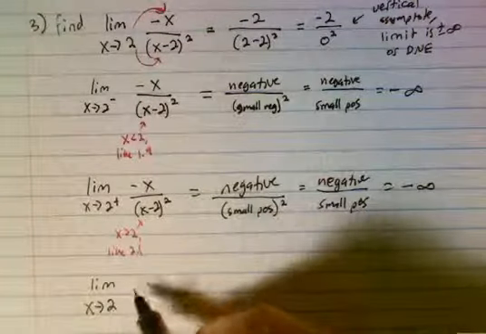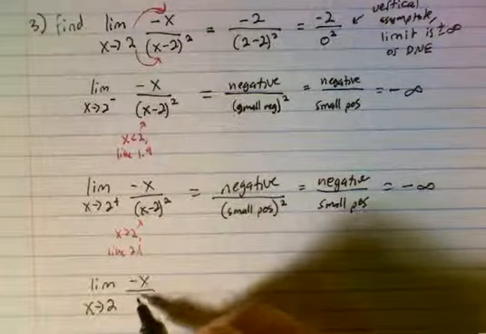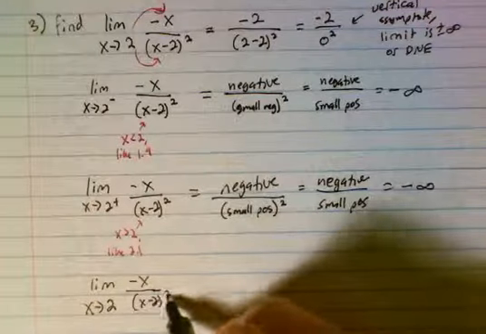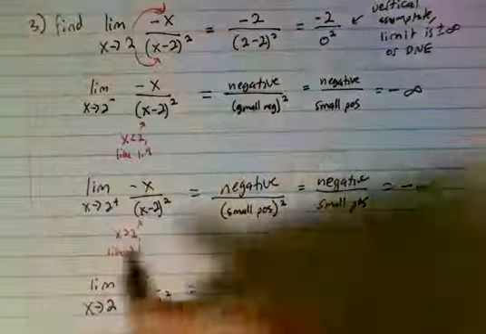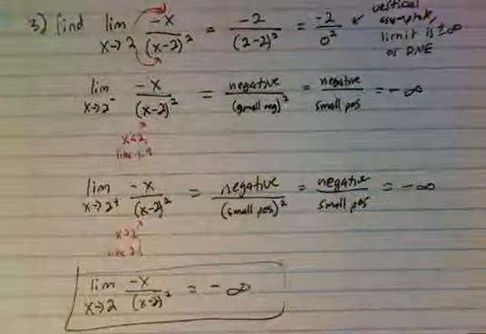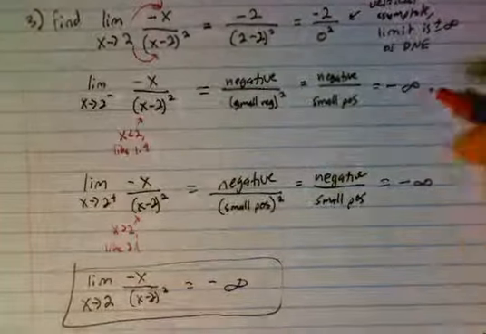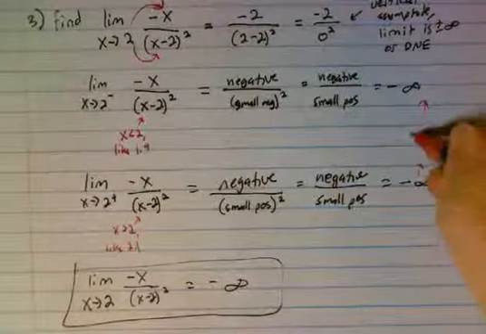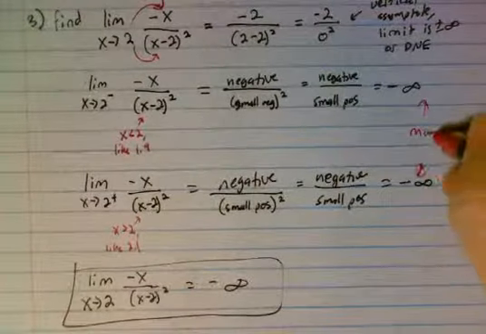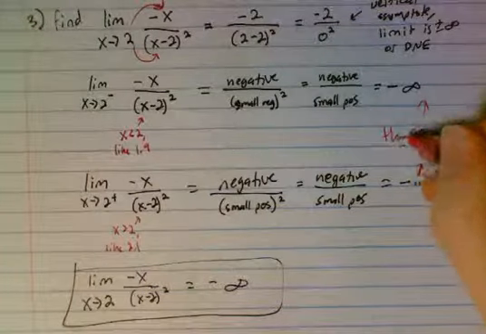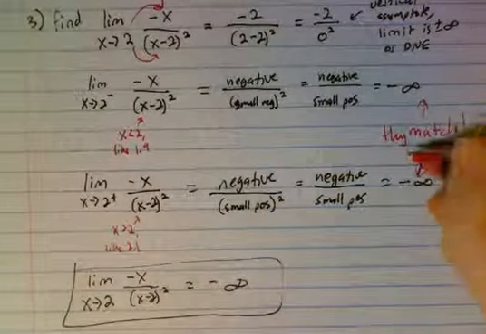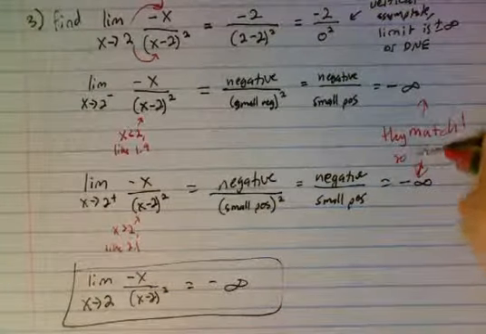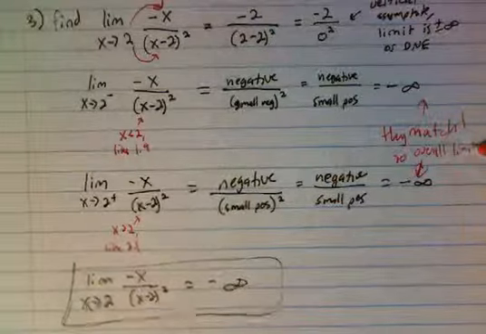The overall limit as x approaches 2 is negative infinity. Just going to write why that is. They match. So overall limit exists.